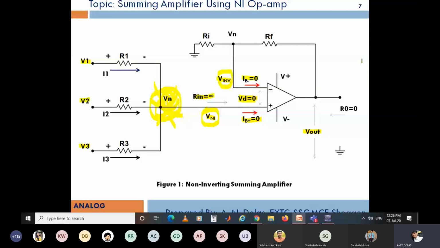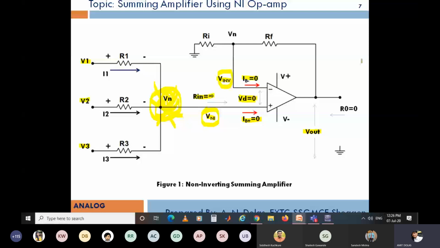So on the next PPT, we'll see the analysis. We'll see how the equation for Vout is derived here. And later on, we'll have numericals on the same and we'll see the simulation circuit.